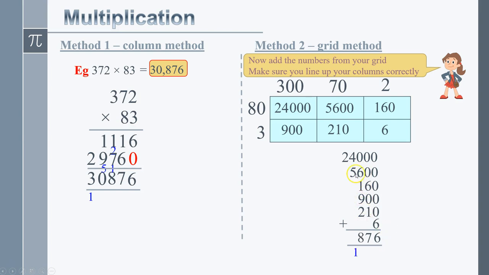Carry the 1. 5 plus 4 is 9. Plus the 1 is 10. So 0. Carry the 1. And finally the last column, 2 plus 1 is 3. And clearly I've ended up with exactly the same answer.